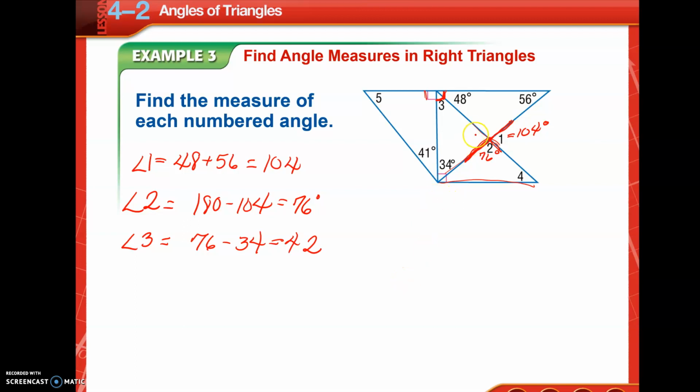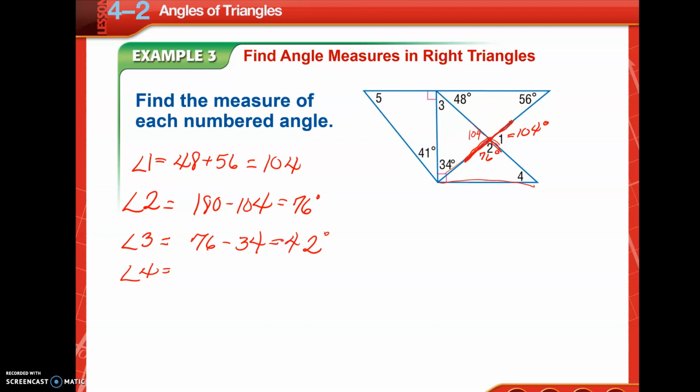I also could have then figured out this angle, which is 104 because it's vertical, and then done 104 and 34, and then subtract that from 180. All of those should give you 42 degrees. So again, many ways we can solve these for these angles.